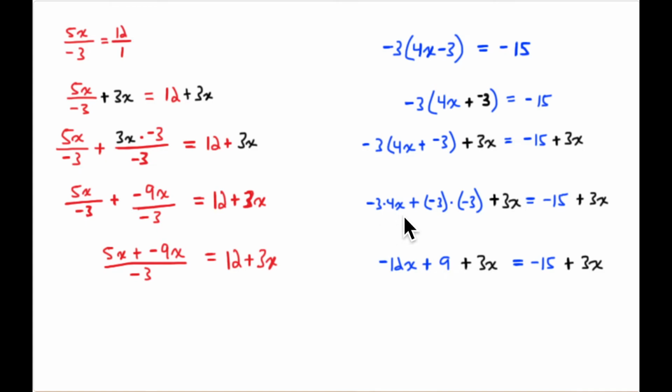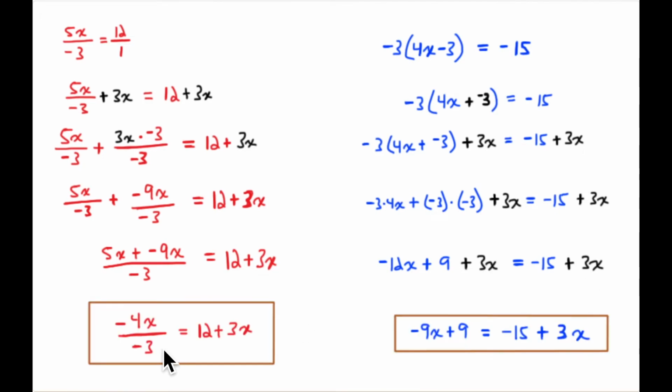So negative 3 times 4x is a negative 12x plus a positive 9. Negative 3 times negative 3 is a positive 9 plus 3x. And on this side, it's the same. And so the last step is negative 9x plus 5x is a negative 4x. And on this side, there's no change, so it's 12 plus 3x. And this is a negative 4x over negative 3.